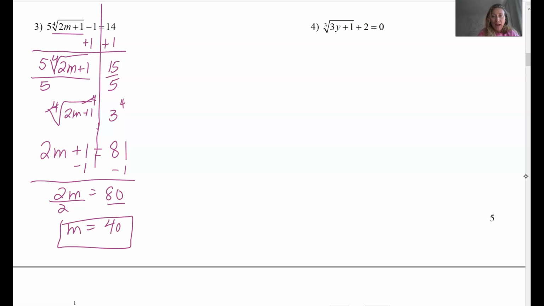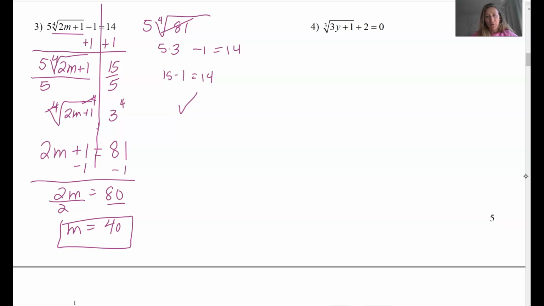Let's plug that back in and make sure that it works. So we've got 5 times the fourth root of 40 times 2 plus 1, which is 81. So that's going to be 3. 5 times 3, and then it's minus 1 is equal to 14. Yes, 15 minus 1 is equal to 14. So I just love to check my answers, especially when it's easy with some of these easier calculations. Cool. Let's take a look at number 4.